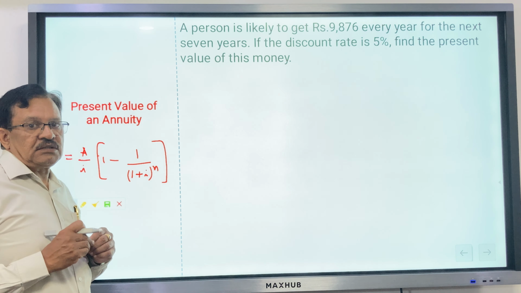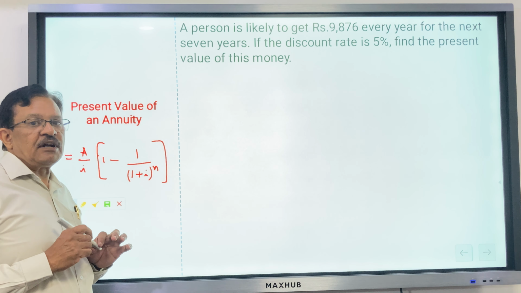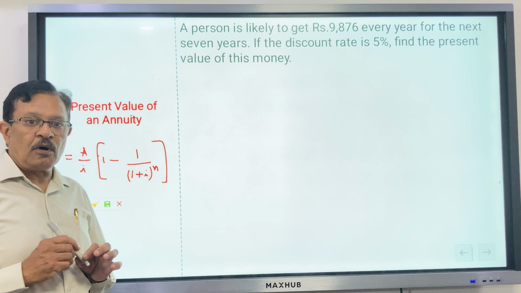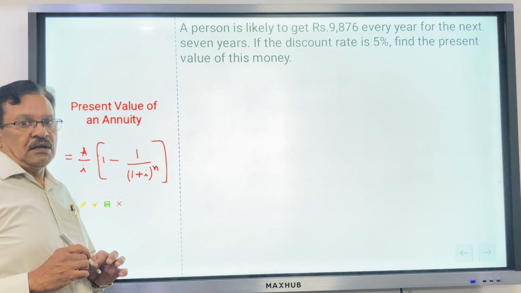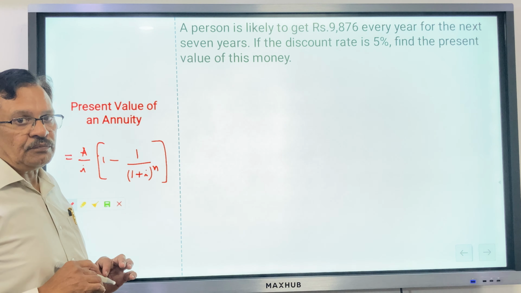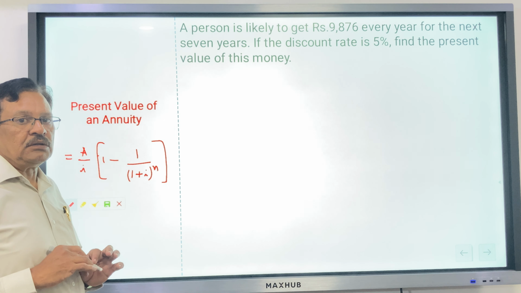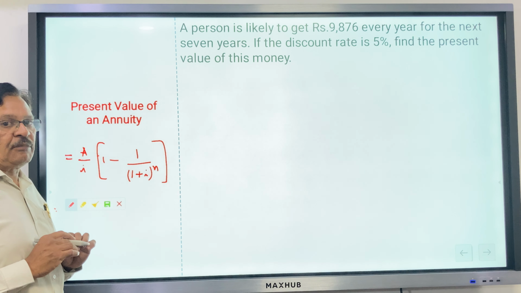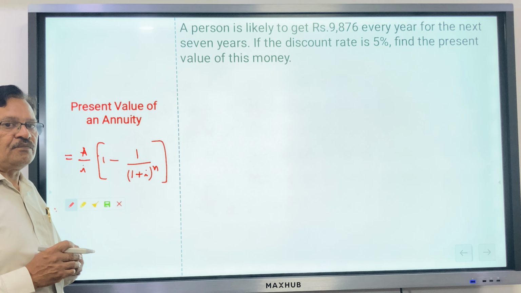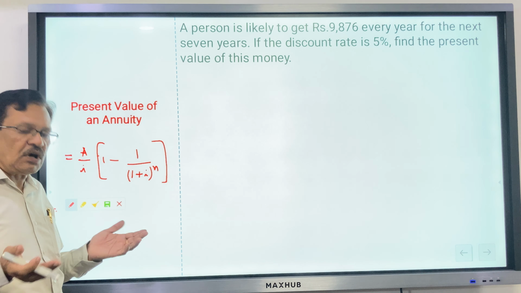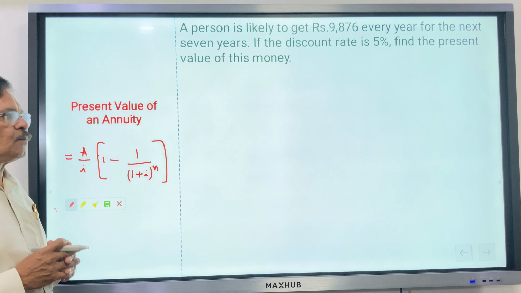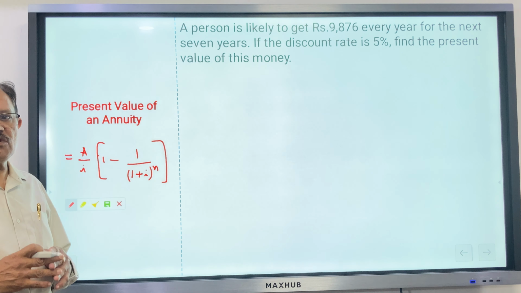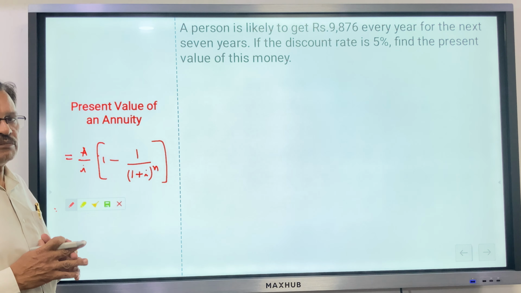In the last class, we have attempted various problems on present value of annuity, wherein we have calculated the solution through the present value annuity tables. The annuity tables, no doubt, are going to be very useful. Sometimes in the examinations, they might not be giving you the tables. So in such circumstances, how do you solve this particular problem?